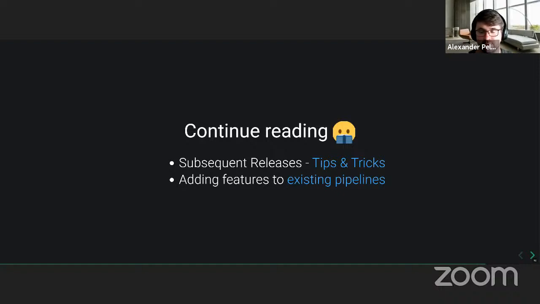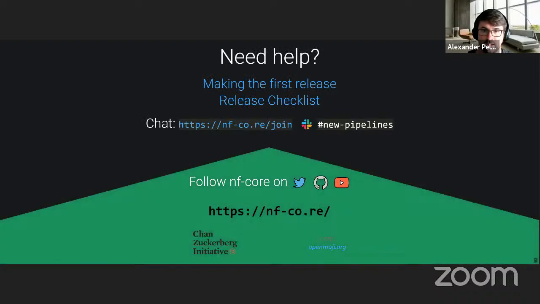It's common practice that people are doing frequent releases. So there's an extra tips and tricks section on the nf-core website on how to do subsequent releases of your pipeline. There's also an extra how-to guide on adding features to existing pipelines. So these are probably the most interesting bits of reading that you can do after making your very first release, or even before, to inform yourself on how to do this in the future.